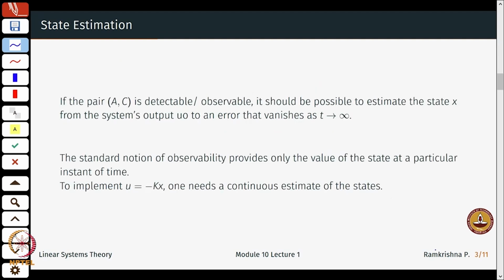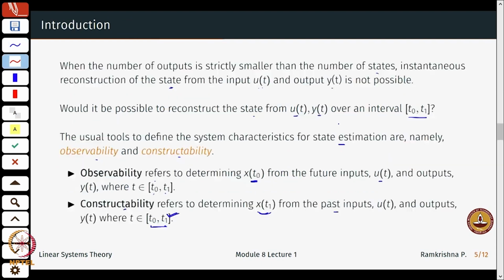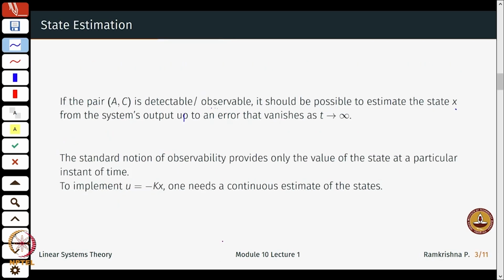So what was it about observable or detectable? If the pair A, C is detectable or observable, it should be possible to estimate the state x from the system's output up to an error that vanishes as t goes to infinity. So this was the definition. In observability I was interested in measuring x at t naught from the future inputs and outputs, where the interval was given from t naught to t1. So I was measuring x at t naught. That was my definition of observability, and similarly for constructability.